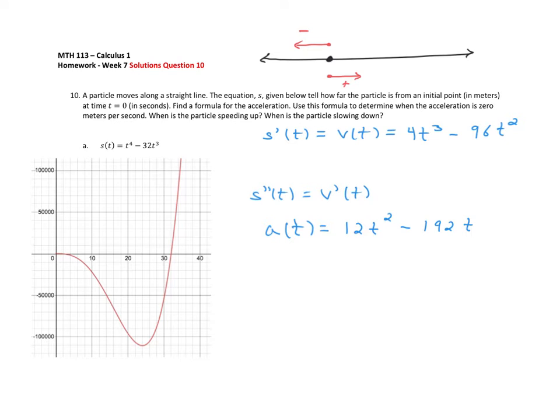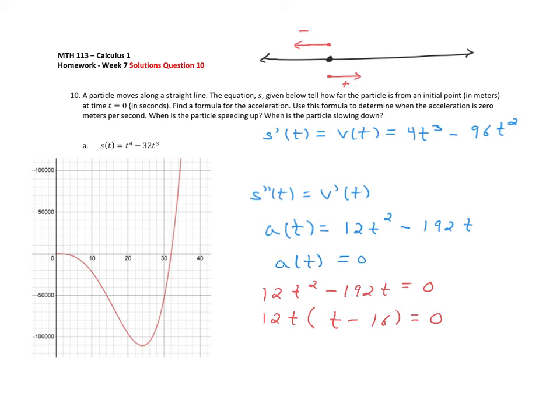The first question is, when is the acceleration 0? I have a formula for my acceleration. If I want to figure out where it is 0, I'll take my formula, a of t, and set it equal to 0. Essentially, we're solving where 12t squared minus 192t equals 0. To figure this out, I'm going to factor it. I can take out a 12 and a t from both terms, and what is left over is t minus 16.